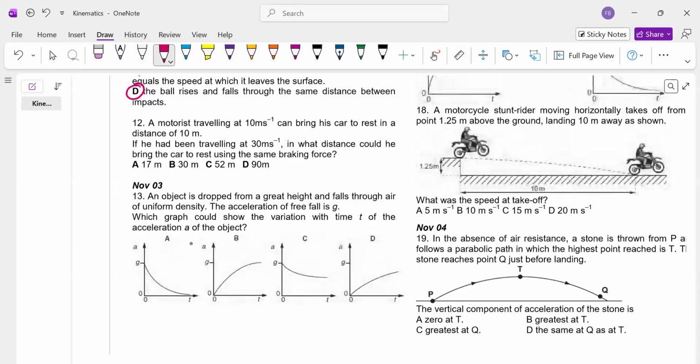Third equation of motion. What's that? v squared equals u squared plus 2as. So v squared minus u squared equals 2as, that is, 2as equals v squared minus u squared. Now what do you need to find? The distance. You need to find s. They didn't give the acceleration.